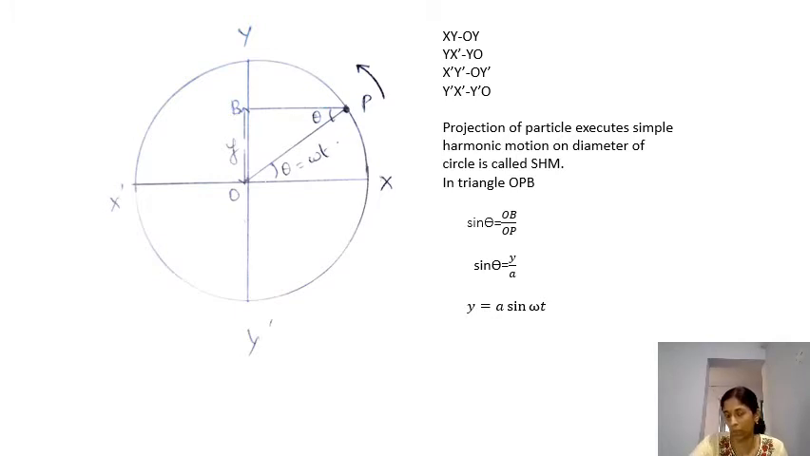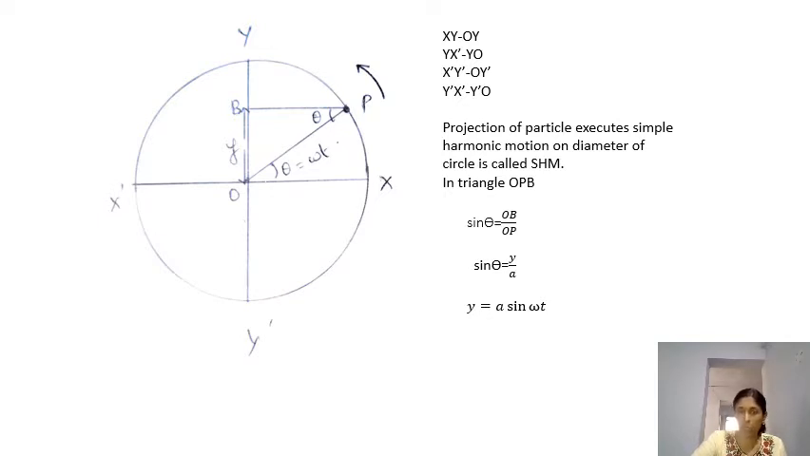Now we are going to derive the wave equation for simple harmonic motion. For this, imagine or consider a particle moving along a circle. This particle is denoted as P. First imagine the particle P moves from X to Y. Here X dash and Y dash denote the X and Y axes, and this is the center of the circle, O. Imagine the particle P moves from X to Y. So PB is the projection of the particle along the Y axis.